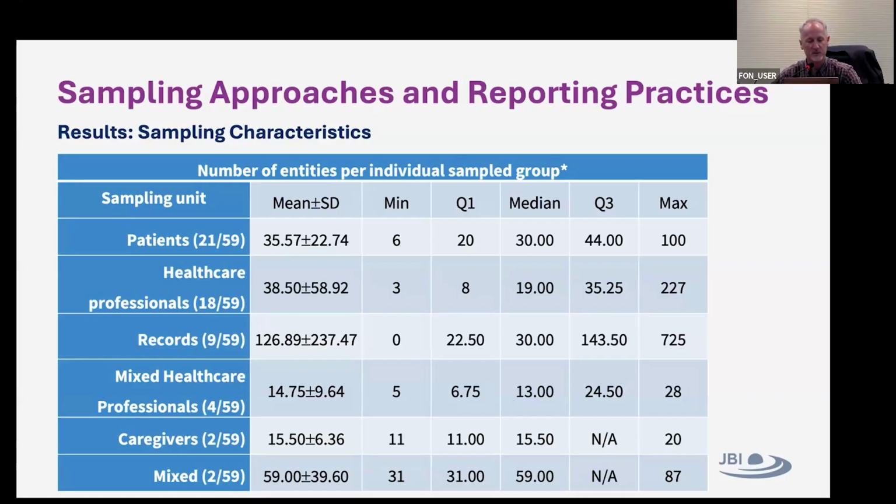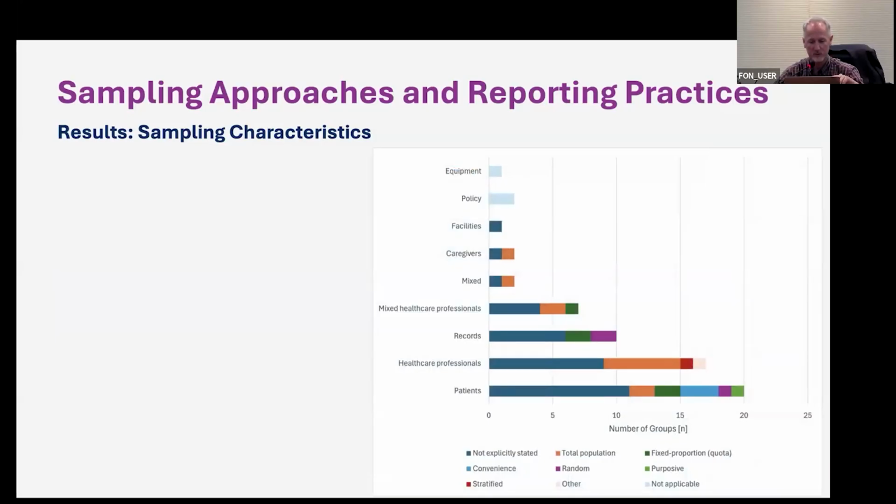No, all this does is it shows the median, the interquartile ranges, and the max for sampling. It's simply to show it was really varied, and there wasn't a lot of explanation for the variation. Down at the very bottom is mixed. Most were mixed without specifying what they meant by mixed. So there's not a lot of clarity in how people document sampling is the conclusion.